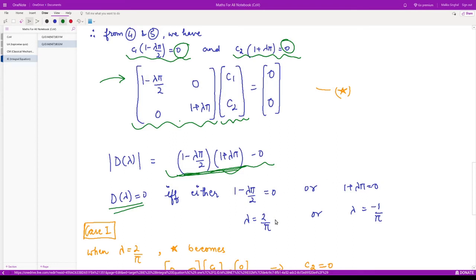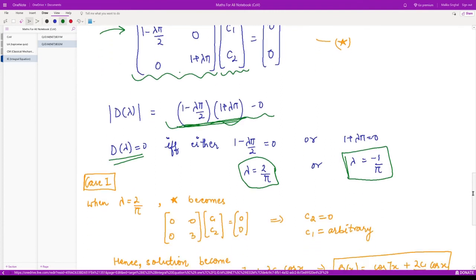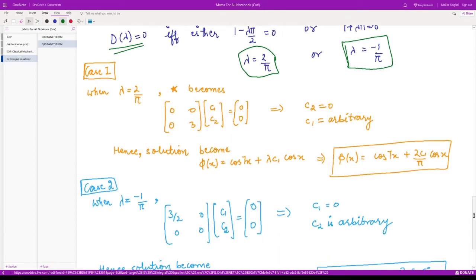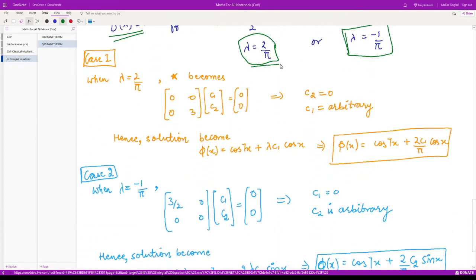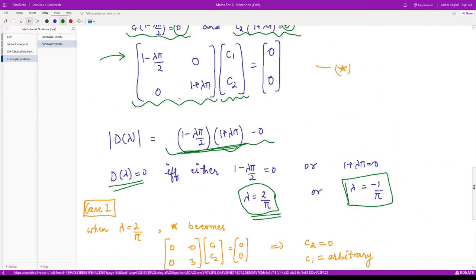The first term equal to 0 gives us lambda is equal to 2 upon pi. The second term gives us lambda is equal to minus 1 upon pi, right? So these are the two cases. Let us consider them one by one. So when our lambda is equal to 2 upon pi, the system above becomes, let us look at the system.